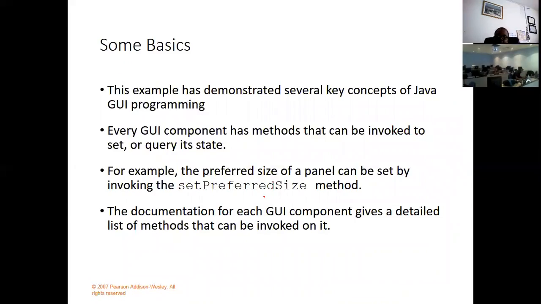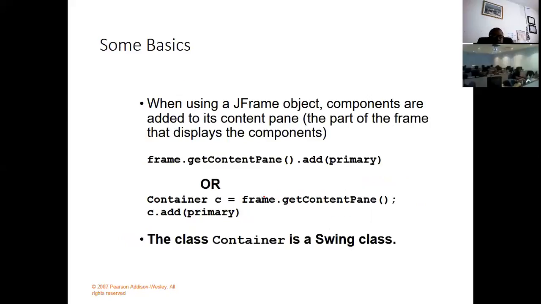All right, some basics. The example has demonstrated several key concepts of Java GUI programming, right? Every GUI component has methods that can be invoked to set or query its state. So I can change the state of a component, or I can query what state it's in, and so on. For example, the preferred size of a panel can be set by invoking the setPreferredSize method. The documentation for each of these components gives a detailed list of what can be invoked on it, and there's a lot of reading to do in the API.